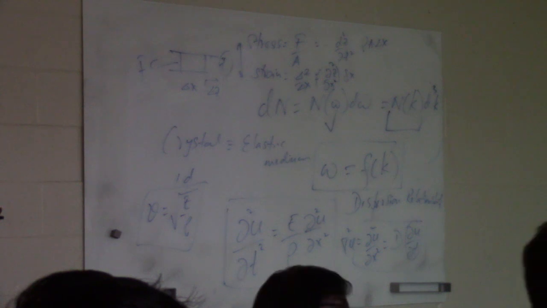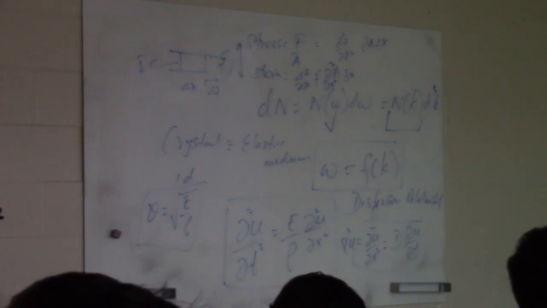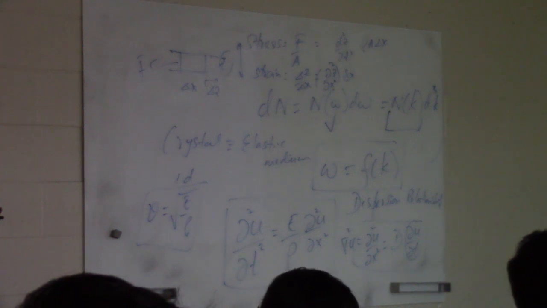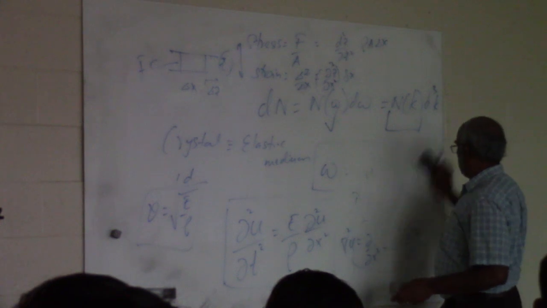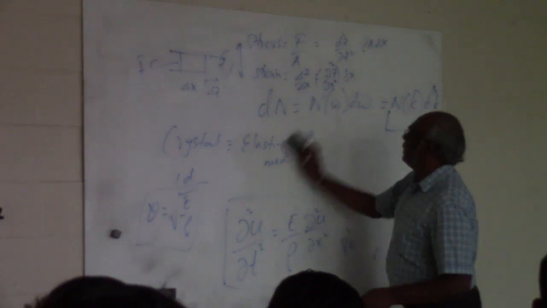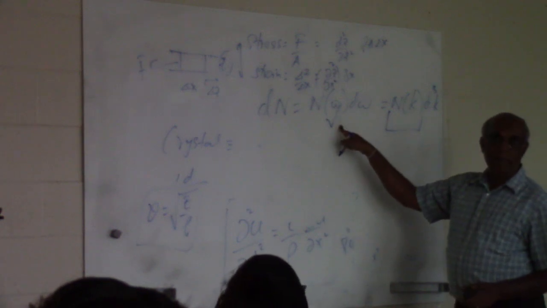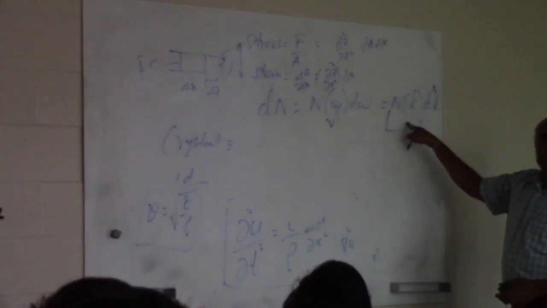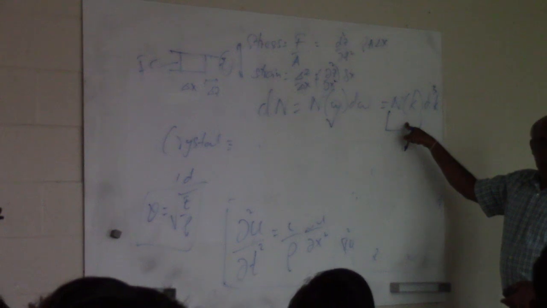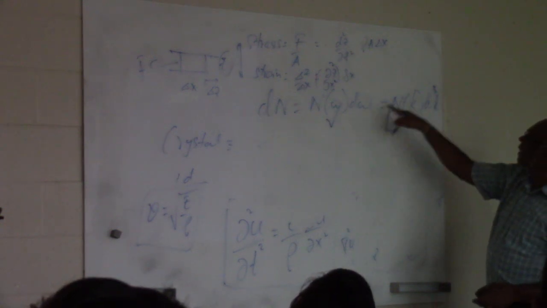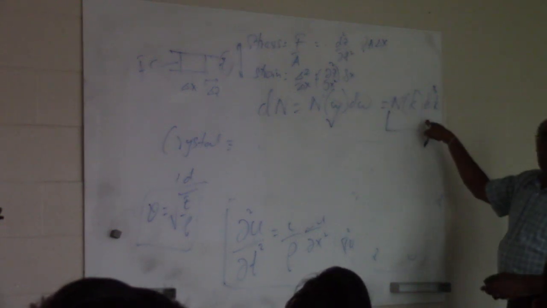Okay, now let's talk about what we are going to do. We are going to calculate n omega, right? But we don't directly calculate n omega. What are we going to do? Calculate nk. So then when we know k, we can calculate d omega over dk.